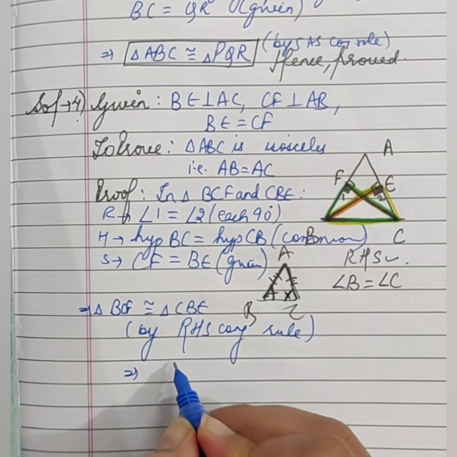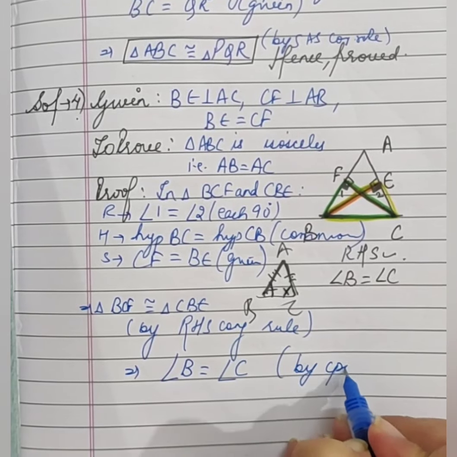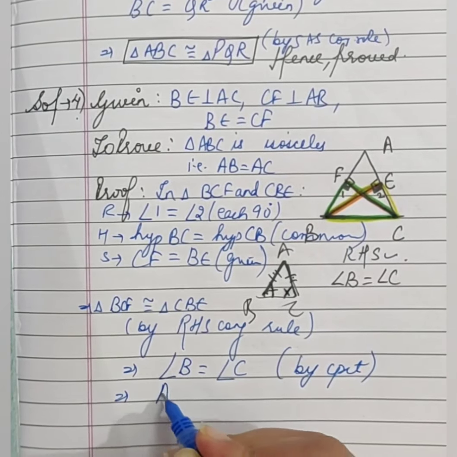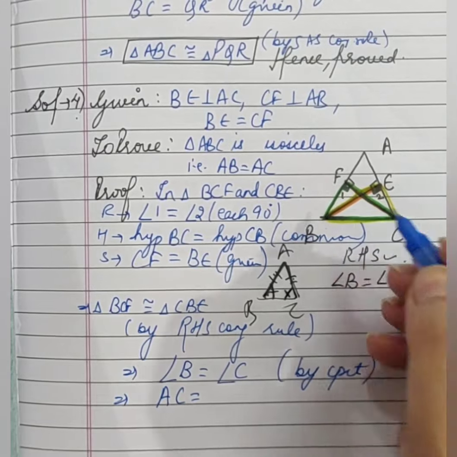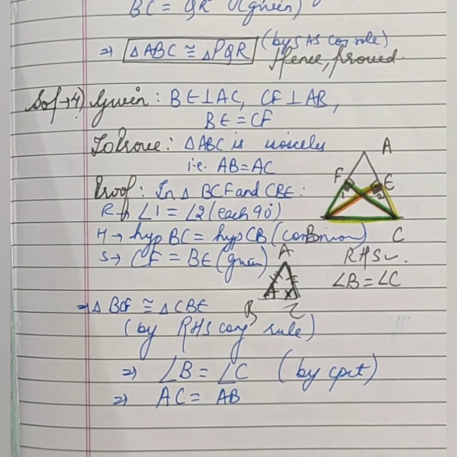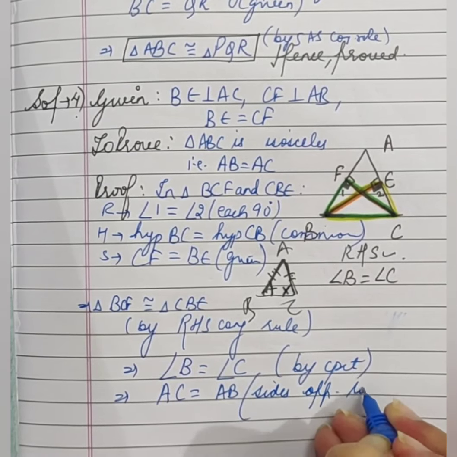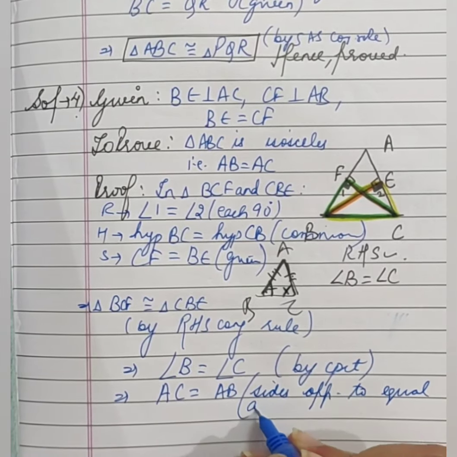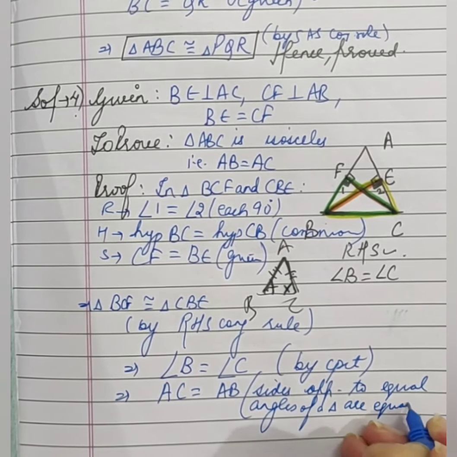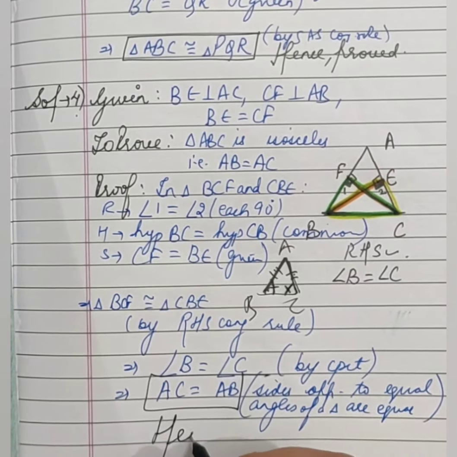This implies angle B is equal to angle C by CPCT. This implies, which is the side opposite to angle B? AC. And which is the side opposite to angle C? AB. You have to look at the triangle as a whole. What is the reason? Sides opposite to equal angles of a triangle are equal. This is what we were supposed to prove. Hence, proved.